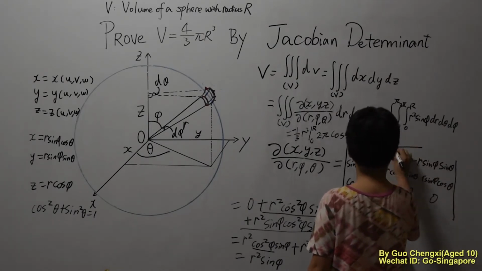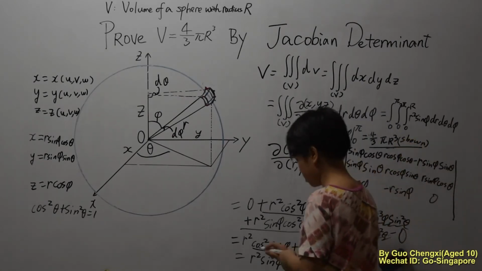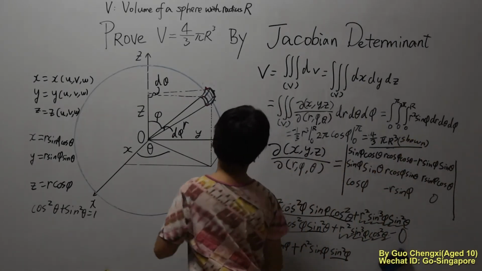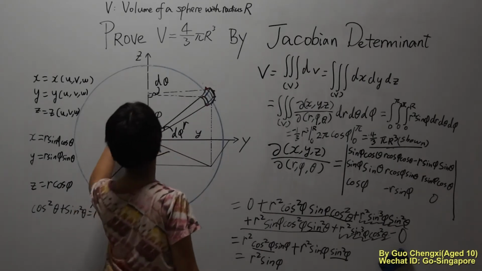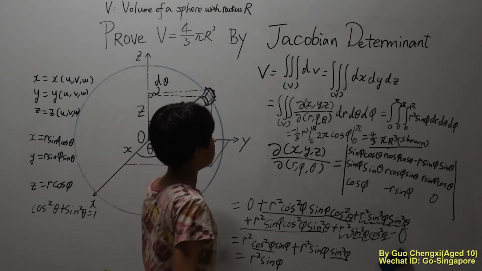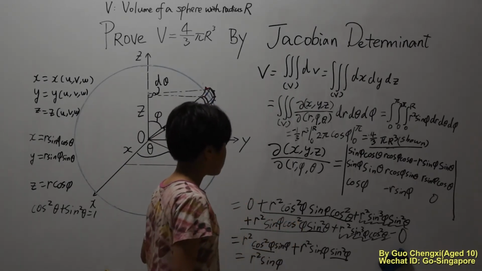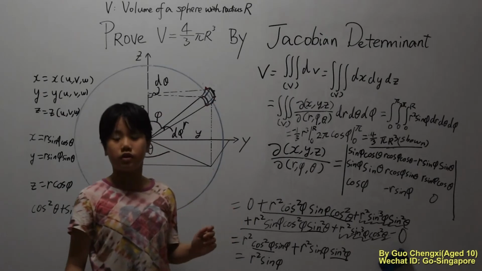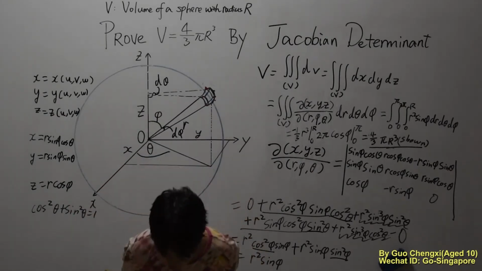So this part is shown like this, okay? So for this lesson, we have proved the volume of the sphere using the Jacobian determinant, okay? So over here, for this part, we'll be ending it here. Last but not least, thank you for your watching.